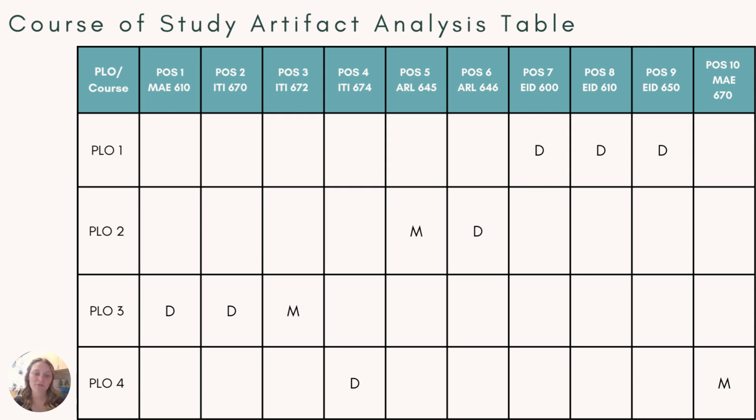ARL 646 followed that, which was my plan of study 6. This was comprehension strategies, and I chose a comprehension lesson plan for that artifact, and it also aligned with PLO 2. And then I began my technology courses, so I started with EID 600, and that was Technology Foundations. My artifact for this was an online learning course, and then following that, I had EID 610, Instructional Design.